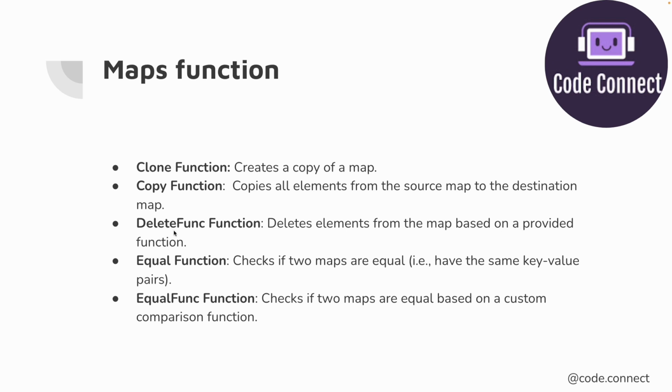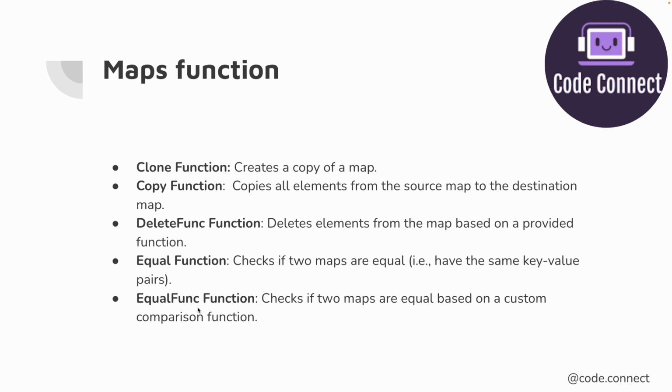In that function, we basically pass a callback function which tells what we have to delete according to the key and the value. There is the Equal function, which checks if two maps are equal or not, that is, have the same key value pairs. And the last is the EqualFunc function, which checks if two maps are equal based on a custom comparison function. So in that it also takes a callback function. Based on that it identifies whether the two maps are equal or not.